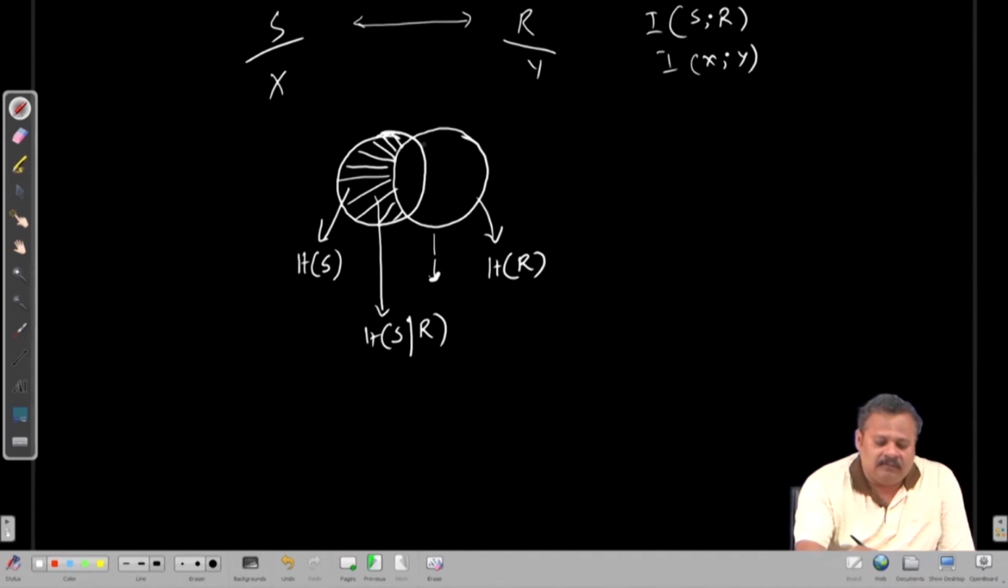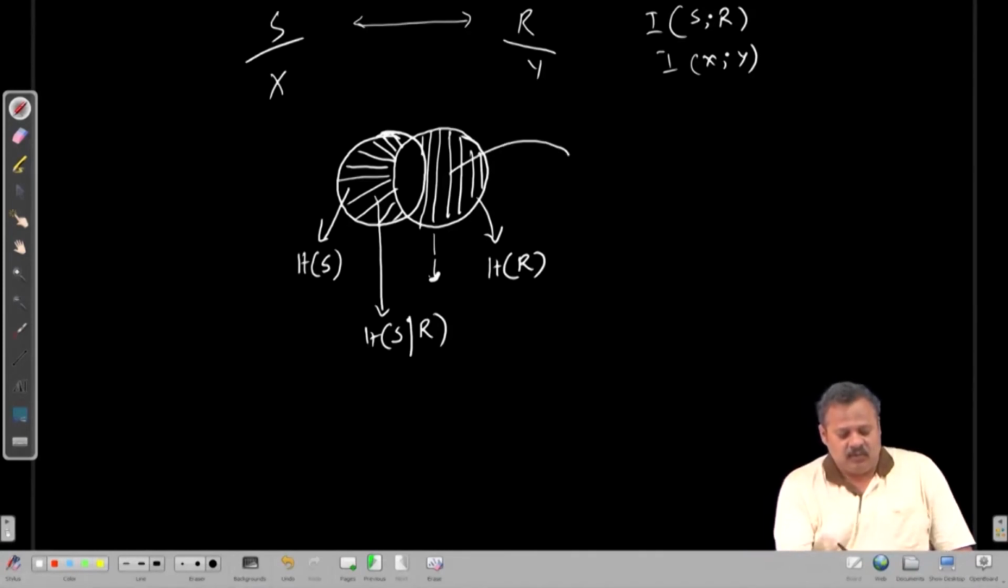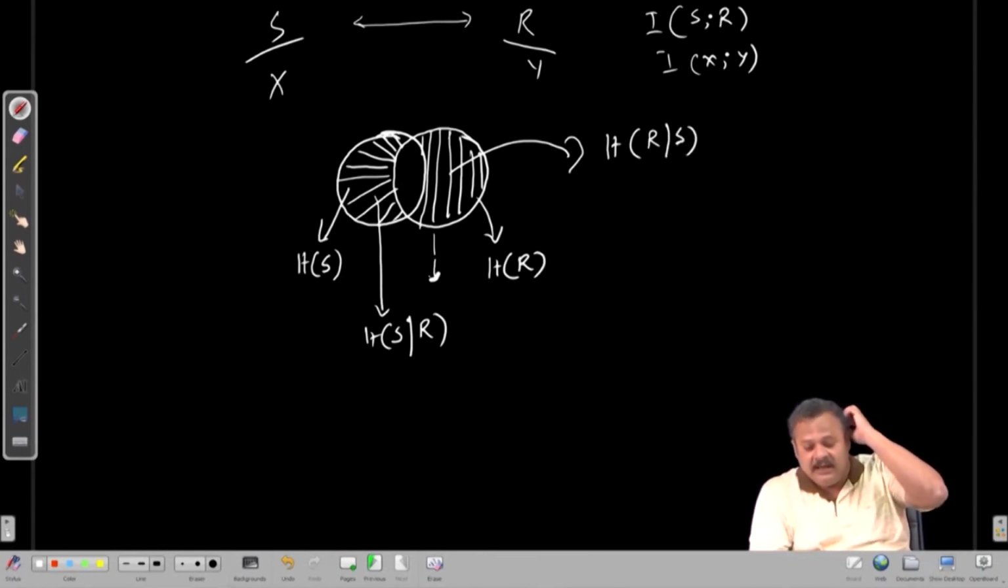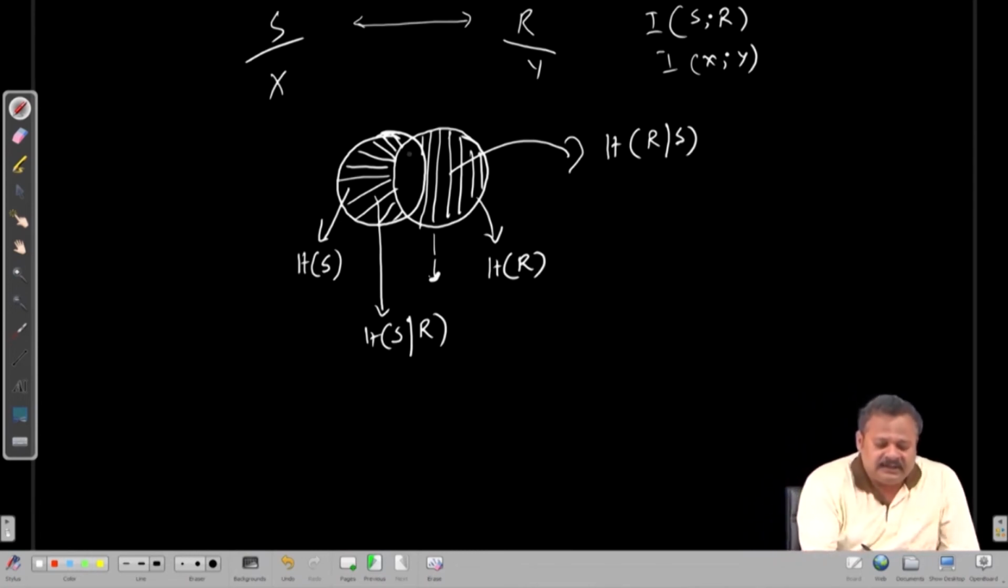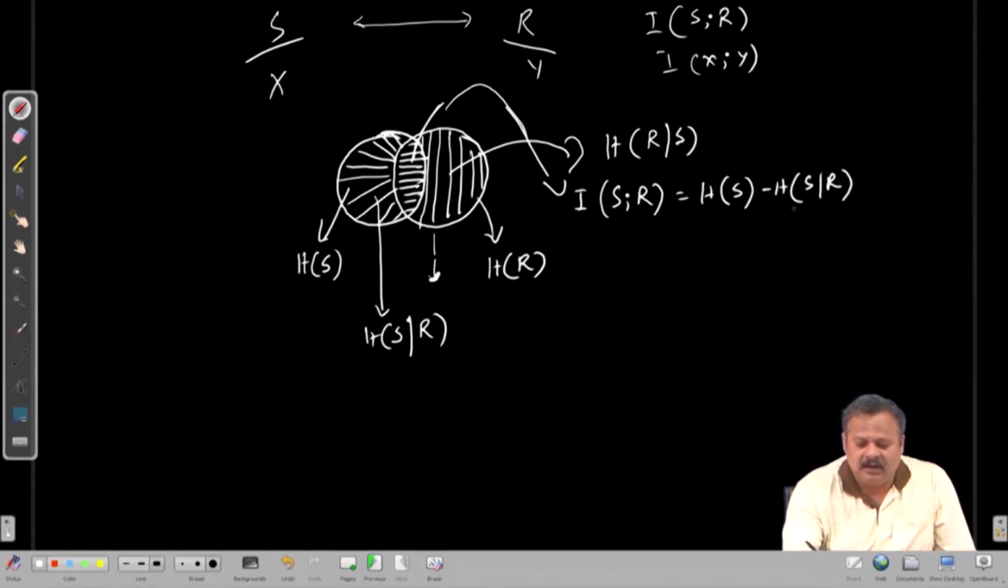Similarly, we can think of the vertical shaded region here as the region of R, the uncertainty of R, that is present if we know S, that is H of S goes to 0. Then the vertical shaded region provides us H of R given S, that is the entropy remaining in the response given the stimulus. So the intersecting region, which is the horizontal shaded region, is what we call the mutual information I(S, R), which is nothing but H of S minus H of S given R, or H of R minus H of R given S.